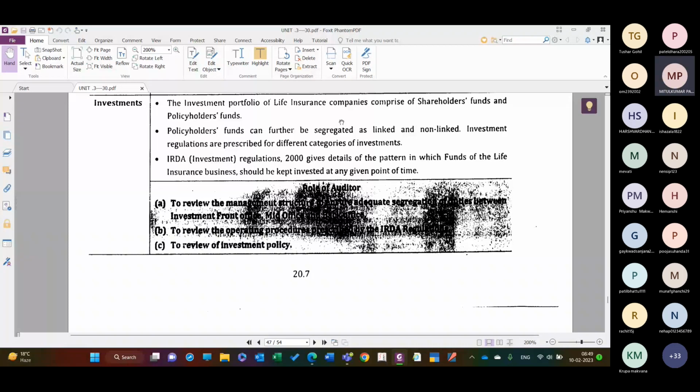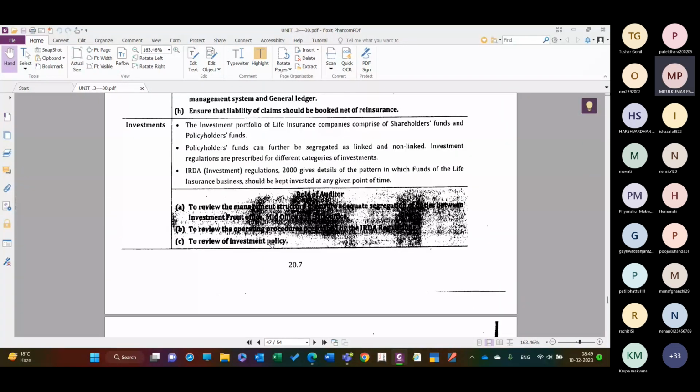और नॉन लिंक मींस वो उसके अंदर रिटर्न कम होगा बिकॉज इट इज विल बी इन्वेस्टेड इन अ फिक्स्ड मोड, right? So that's what the auditor has to verify. Then review the operating procedures as per the IRDA Act or regulation. Means this IRDA Investment Regulation Act 2000, it is a detailed guidelines.